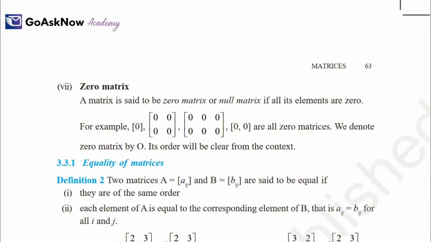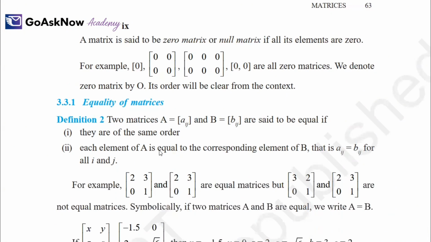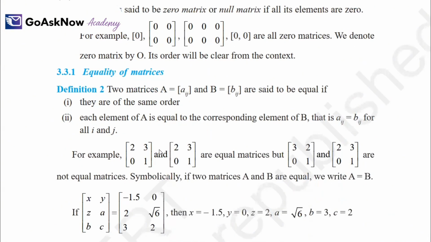The third topic that we will talk about today is equality of matrices. What does it mean? The definition says two matrices A, that is Aij, and B, that is Bij, are said to be equal if, first point, they are of the same order, and the second point, each element of A is equal to the corresponding element of B, that is Aij is equal to Bij for all i and j. This is the definition of equal matrices.